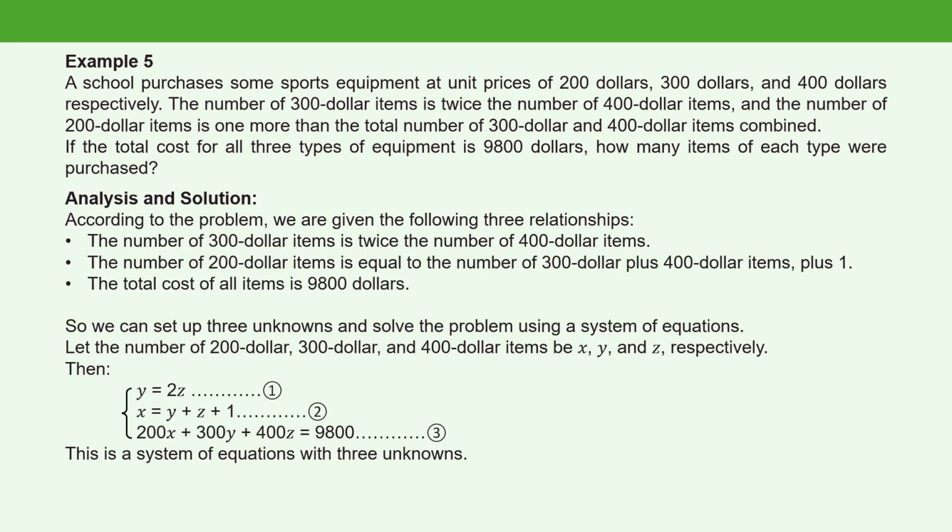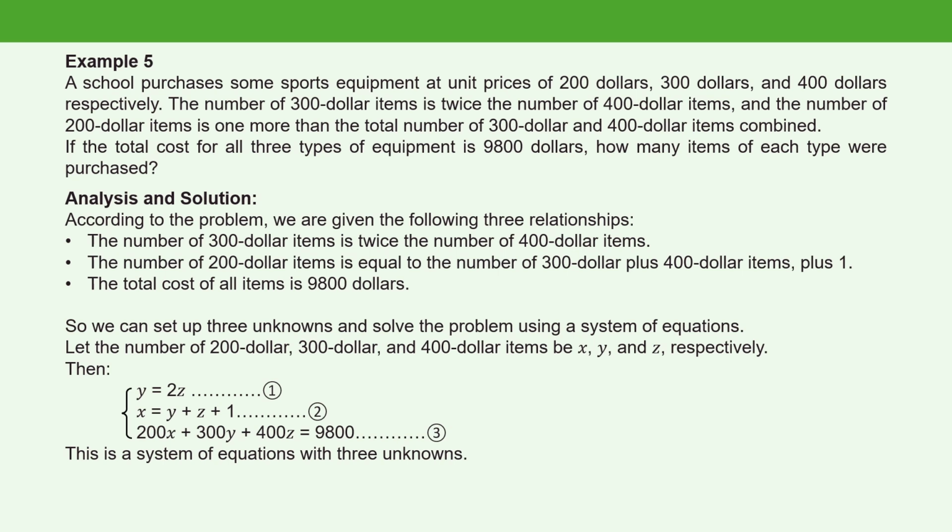According to the problem, we are given the following three relationships. The number of $300 items is twice the number of $400 items. The number of $200 items is equal to the number of $300 plus $400 items, plus 1. The total cost of all items is $9,800. So we can set up three unknowns and solve the problem using a system of equations.